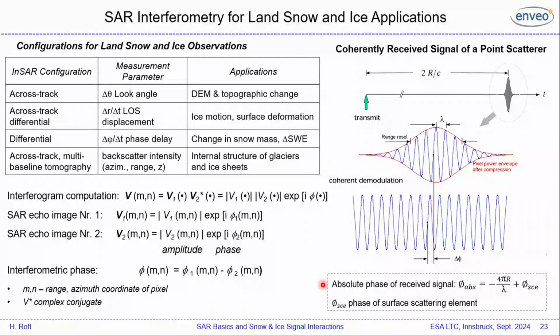One thing is that what we actually want is an absolute phase, because this 2-pi cycle doesn't help us. And the absolute phase is given by the absolute range from the satellite, or from a point where we know the position, which can also be on the Earth, in geodetic coordinates or whatever: 4 pi times range over lambda, plus the phase of the scattering element.